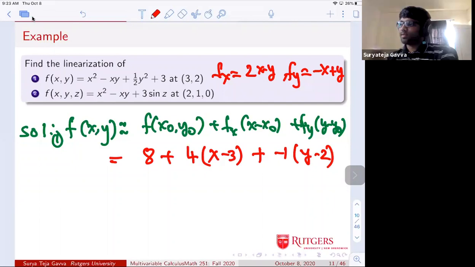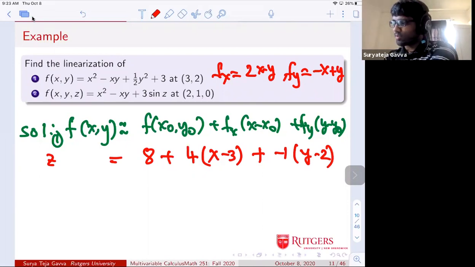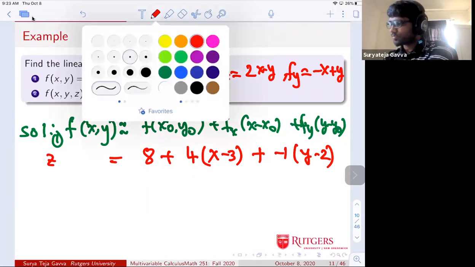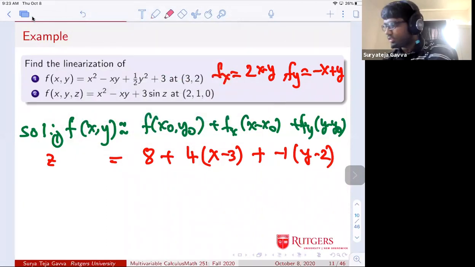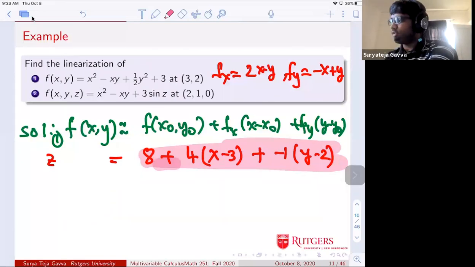So z equals this will be the equation of the tangent plane, or basically the linearization. Both of them are the same. This z equals this is the equation of the tangent plane, and that's why it is called the linearization.